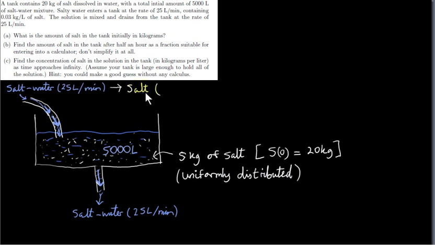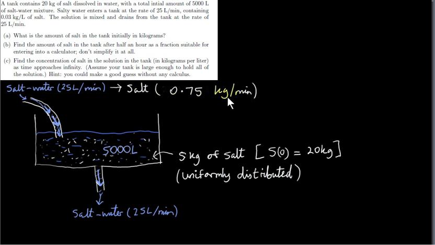Now let's consider the rate at which salt is entering this tank. We're assuming, of course, that the salt is uniformly dissolved in the water that is entering the tank. We see that this salty water contains 0.03 kilograms per liter of salt. In other words, 1 liter of this salty water entering the tank contains 0.03 kilograms. And we know that in 1 minute 25 liters of salty water enters the tank. So that means that 25 times 0.03 kilograms of salt will enter the tank each minute. In other words, 0.75 kilograms of salt enters the tank each minute.